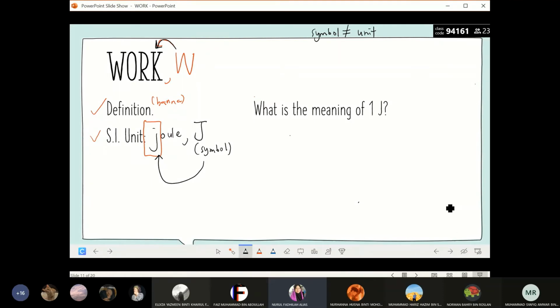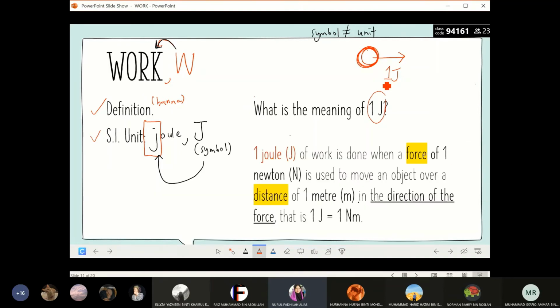Next, what is the meaning of 1 joule? Let's say I have a ball. This ball has done work, and the work done is 1 joule. What is the meaning of 1 joule? 1 joule of work is done when a force of 1 Newton is used to move an object over a distance of 1 meter in the direction of the force. How do I get this definition? I get it from the formula. So what's the formula?